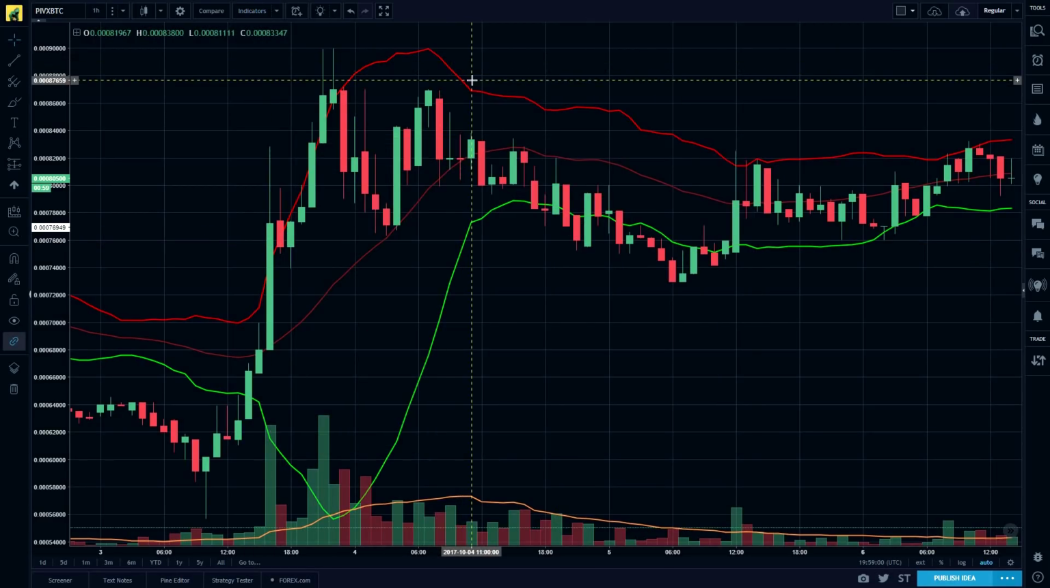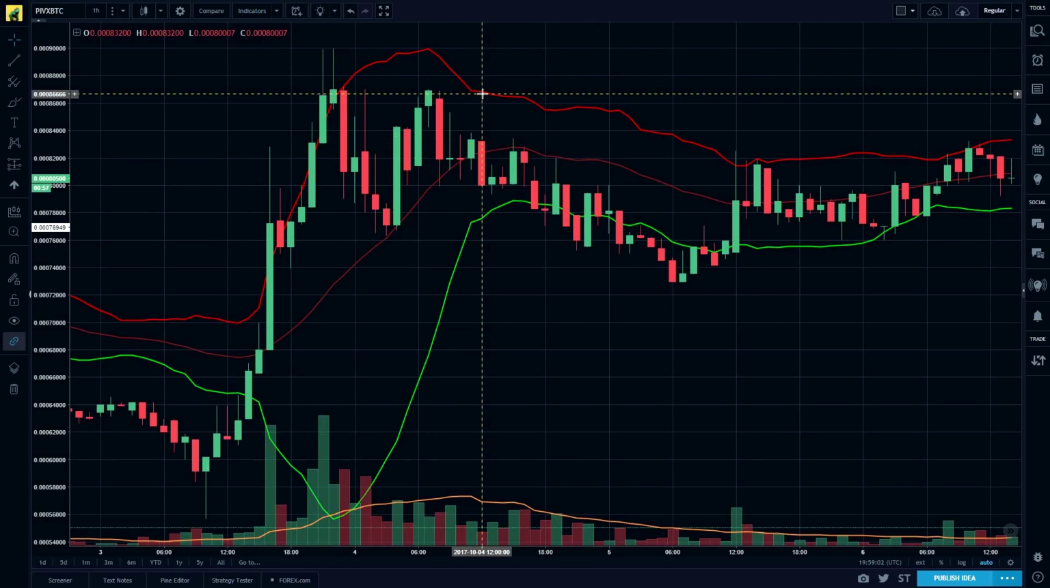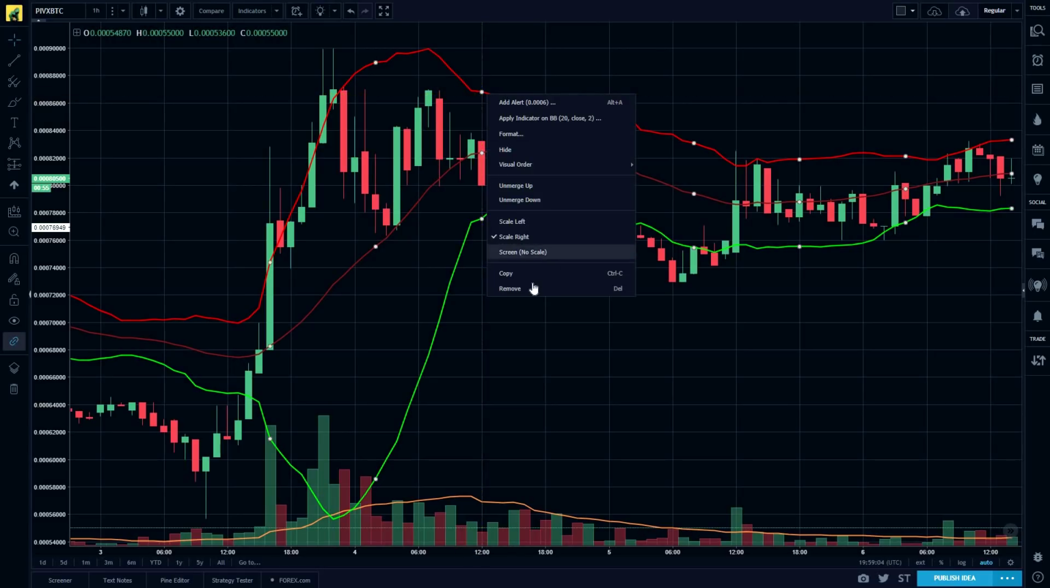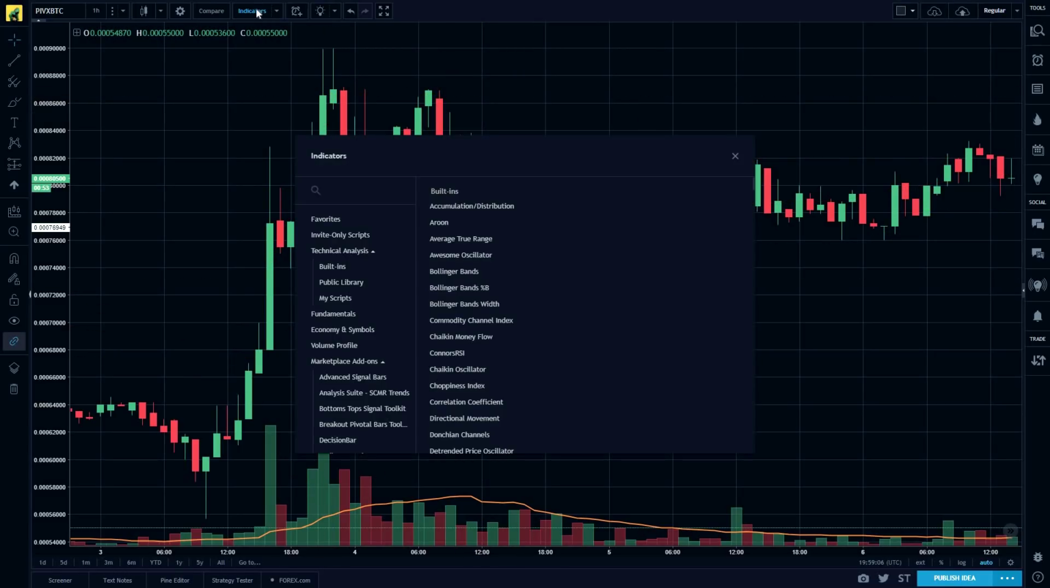If you're on TradingView, which is a site that I recommended that you use, setting up a Bollinger Band is really easy. You move up to indicators and you just search for Bollinger Band.